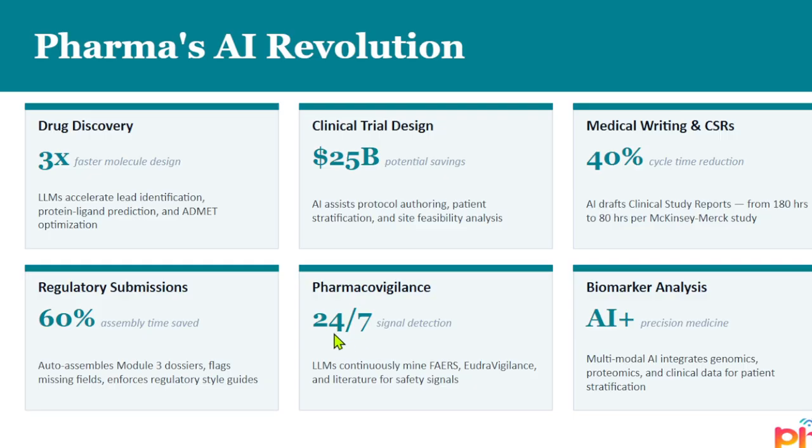Pharmacovigilance. In this domain, AI can help us in detecting adverse events. They can run 24/7 and detect adverse events or any signal that's there on the web. How this will work is they can continuously mine the safety databases, literature, and other sources. A human can work only 8 hours and 5 or 6 days a week, but AI agents can run 24/7.